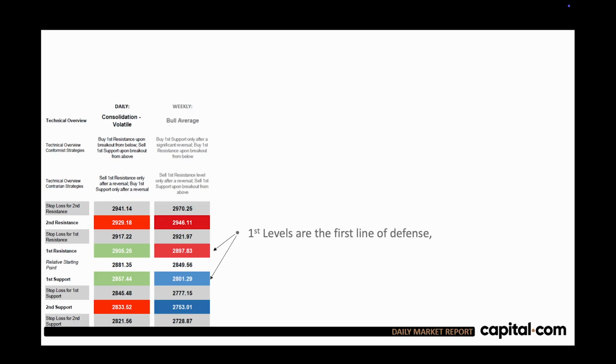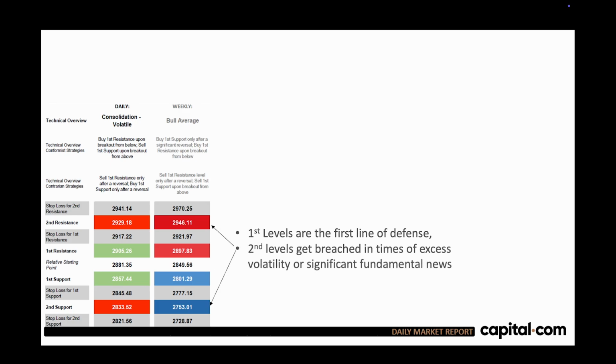What exactly are these levels when you see first resistance and so on? A relative starting point roughly coincides with the open, and then come the first levels, first resistance and first support, which are seen as the first line of defense. Second levels get breached in times of excess volatility or significant fundamental news, but really on the daily time frame. It's rare for it to reach the weekly time frame unless you've got real significant volatility in a market that is known to experience high levels of volatility. For example, cryptocurrencies, or when it comes to earnings for some of the single stocks that are out there. So when the earnings release is such a big move, you could have 6, 7, or 8%, and that could easily break or go beyond even weekly second levels.